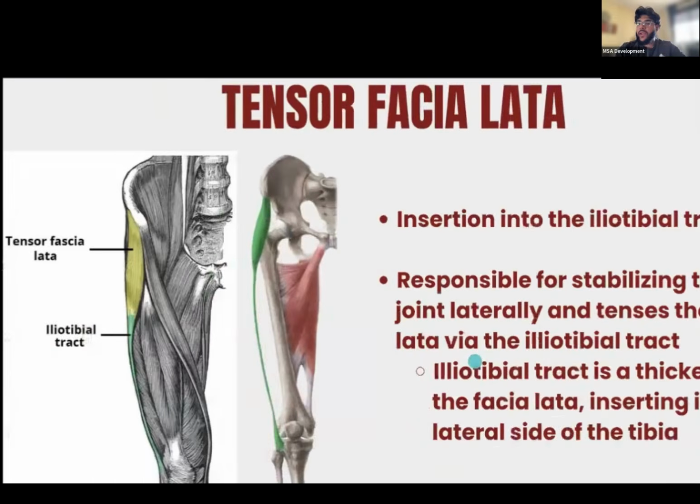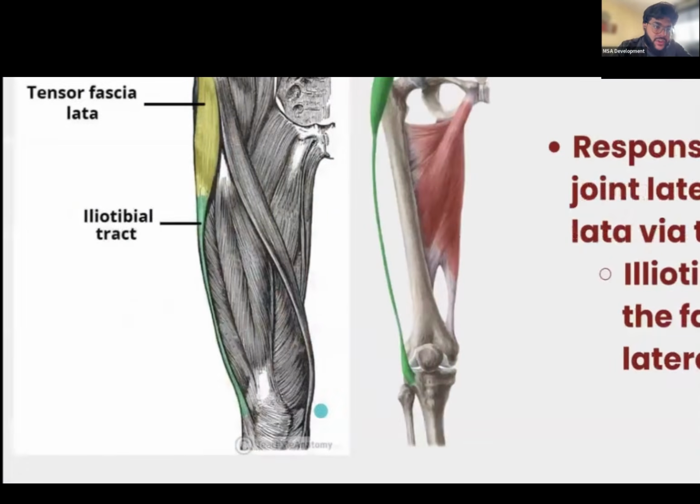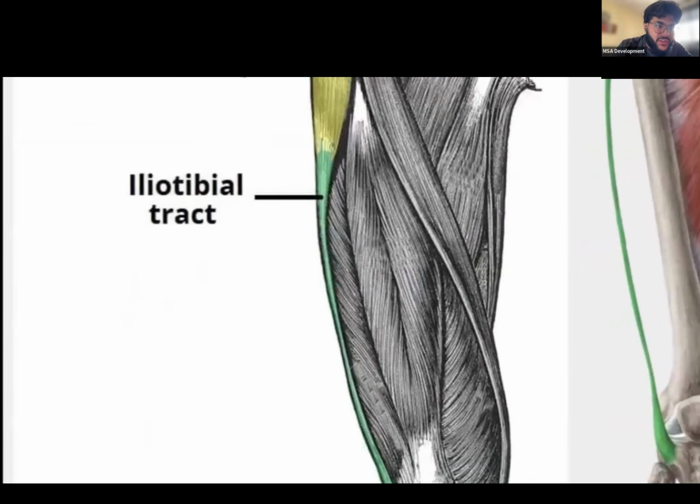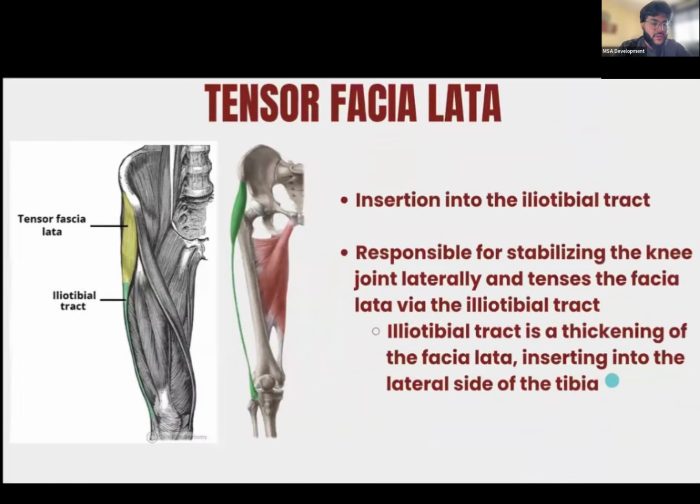I remember last year we had an OSPE question on this. So make sure you can differentiate between the tensor fascia lata, the muscle, and the tract, because last year, if I'm not mistaken, they gave us a wet lab cadaver where the pin was placed on the iliotibial tract. However, it was very close to the tensor fascia lata, so a lot of people got that wrong, where they mistakenly labeled it as tensor fascia lata instead of the iliotibial tract. So make sure to keep this in mind.